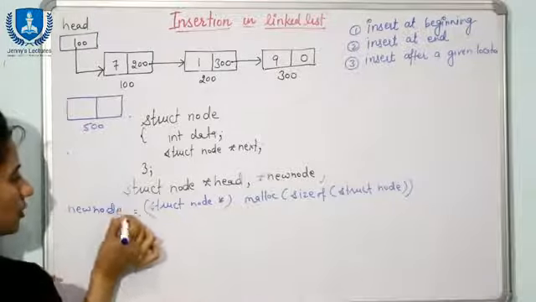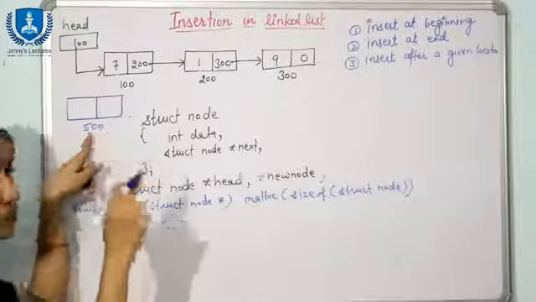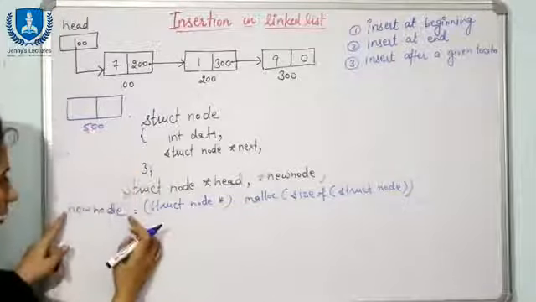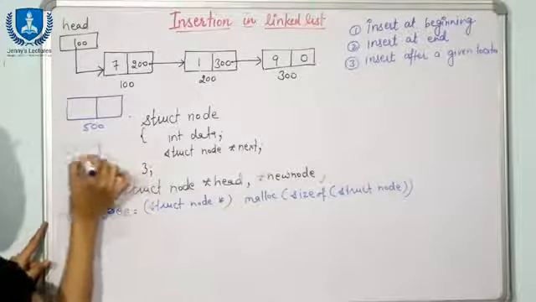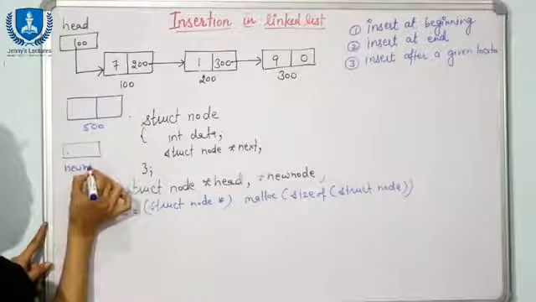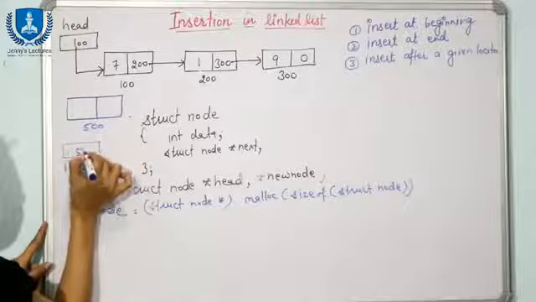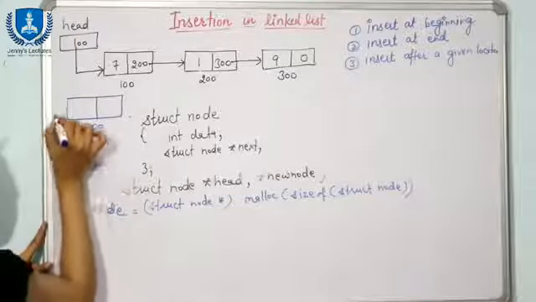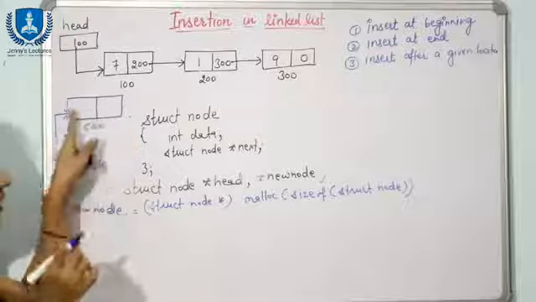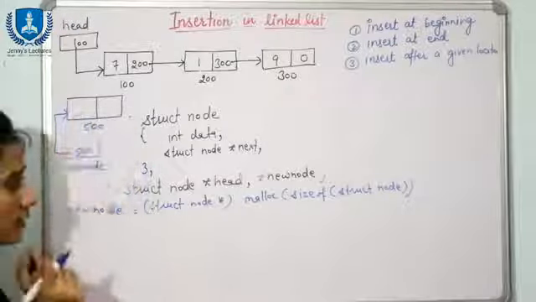And whatever the malloc will return, you are going to store that address in this pointer, new node. So here this 500 would be stored in a pointer, that is new node. So here you can say we have a pointer named new node, and here this 500 is going to store. So now this pointer is going to point this newly created node. So this is the newly created node now.